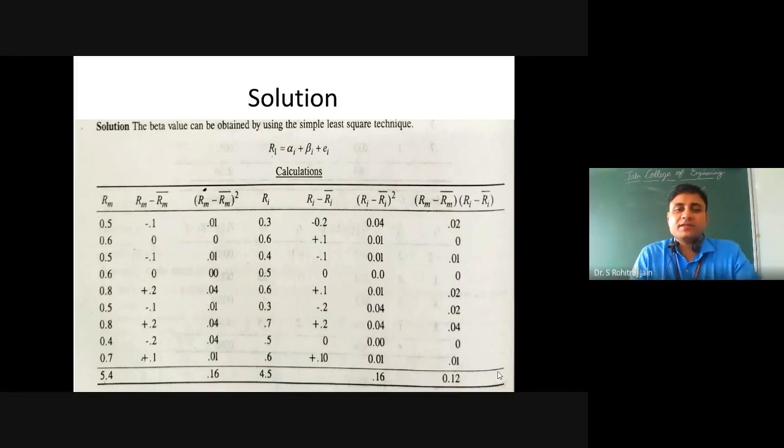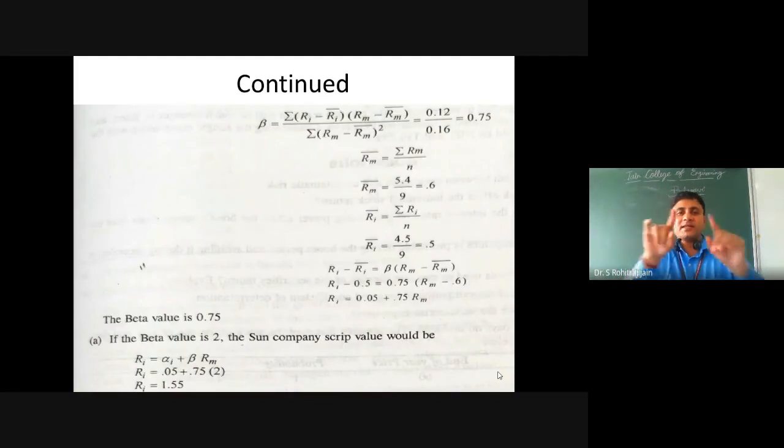So the summation of that, say minus 0.1 multiplied by minus 0.2. How much is it? 0.02. I am explaining in the last column, Rm minus Rm bar multiplied by Ri minus Ri bar. So what is the summation of that, students? Which is equal to 0.12. So what I have calculated now is, in the last column, Rm minus Rm bar into Ri minus Ri bar. After that, it is very simple to calculate beta. Please remember this in a box.